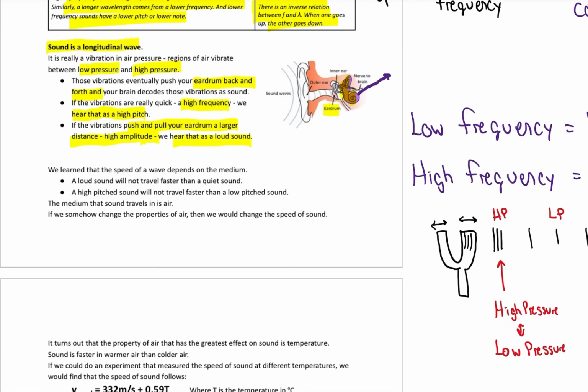And then a little summary here. We learned that the speed of a sound wave depends on the medium. Loud sound doesn't travel any faster than quiet, and similarly a high pitch doesn't travel any faster than a low pitch. To change the speed of the sound, we somehow have to change the properties of the air. That's a good cliffhanger. We're going to follow up with how we could change the speed of sound in my next little video.